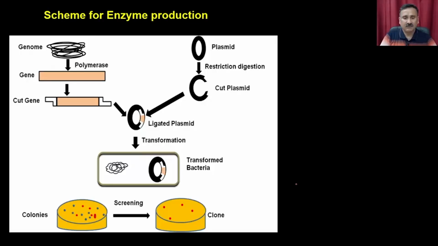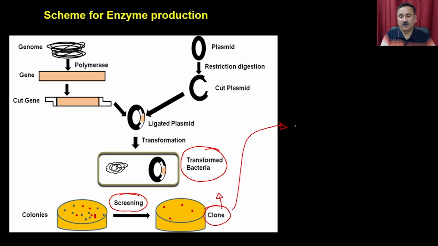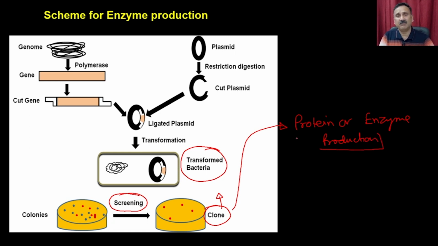So what we have discussed so far is that you are going to get the transformed bacteria or the transformed host that you are going to put for the screening, right? And once you got the screen, you got the clone containing host cells. Now this clone can be used for the protein production or the enzyme production. Now when we talk about the enzyme production, it will depend on the type of host that you are going to use for the production.